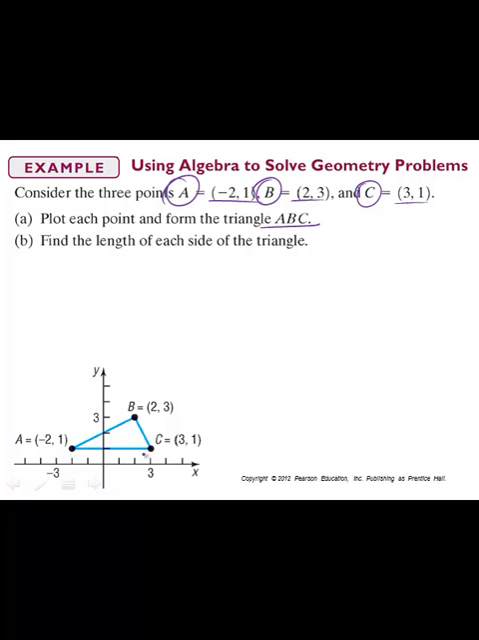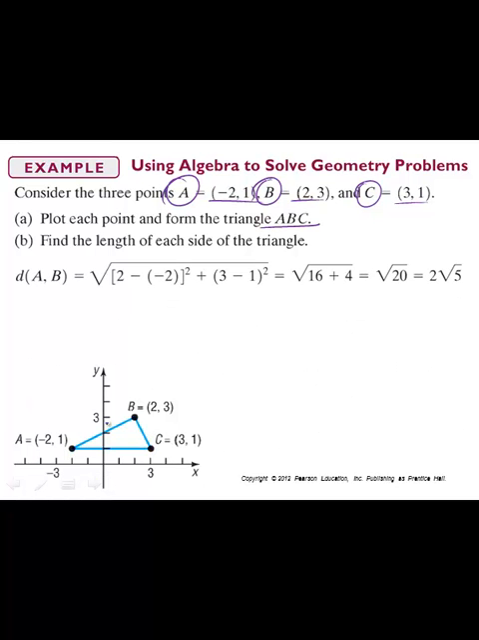So here we have plotted the 3 points. Here's your (-2, 1). Here's your (2, 3), and your (3, 1). Yes, indeed, those 3 points form the vertices of a triangle. I've got a question for you. Is that a right triangle? Well, to answer that question, let's find the length of each side of the triangle by calculating the distance between each of the 2 points.